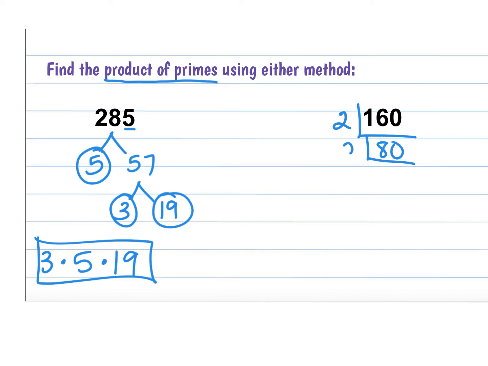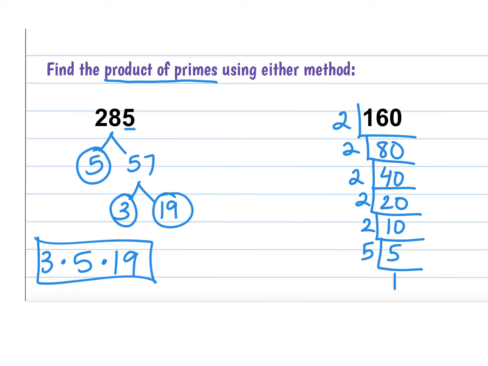Also divisible by 2 for 40. Also divisible by 2 for 20. Still divisible by 2 for 10. And one more divisible by 2 for 5. And then 5 is another prime divisible by itself, left with 1.